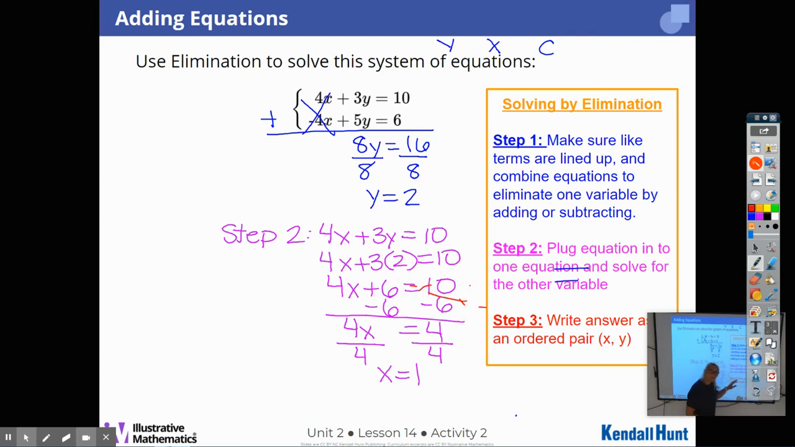Step 3 is the same as it was in substitution. We just write our answer as an ordered pair, x comma y: 1 comma 2. This is just a little quicker way to find the solution if our equations are set up correctly.